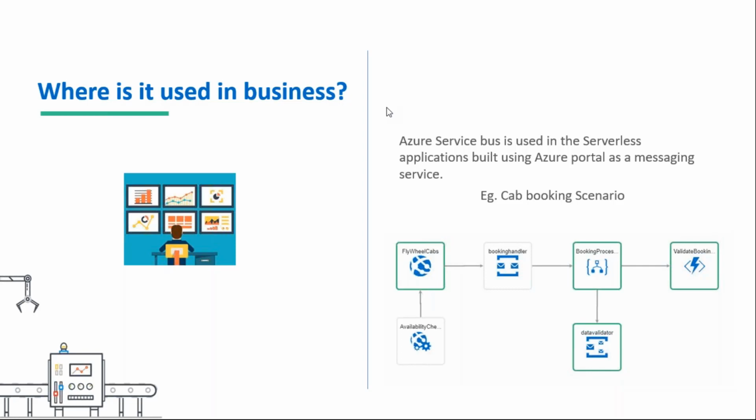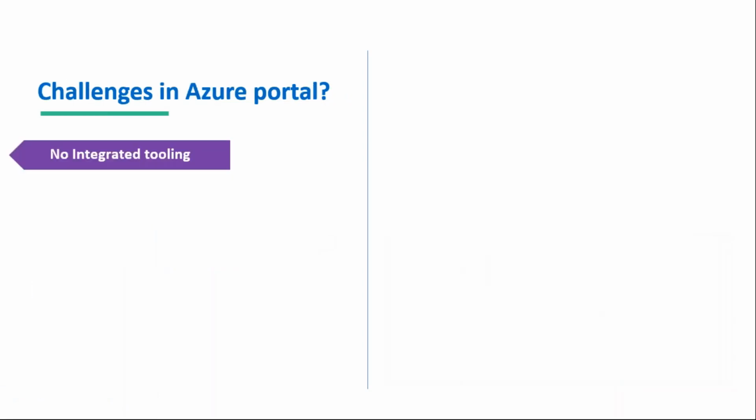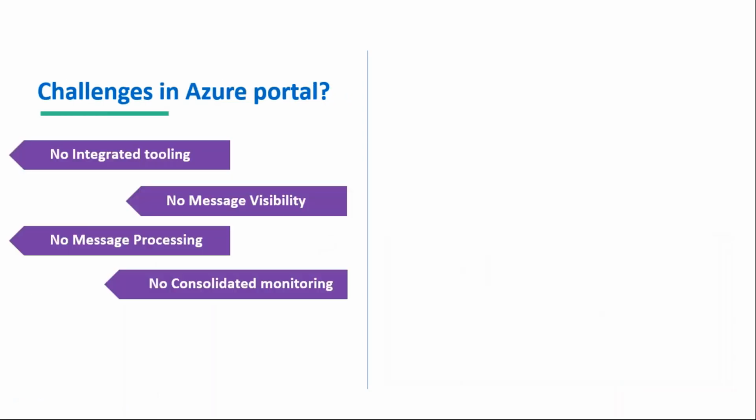We have seen how powerful the Azure Service Bus is and how it can be used effectively in an orchestration. Though it has powerful capabilities, there are some challenges in managing and monitoring them. The first challenge would be no integrated tooling. When there is a need to define topic subscription rules to filter out valid and invalid booking messages into separate topic subscriptions, it is not possible with Azure Portal.